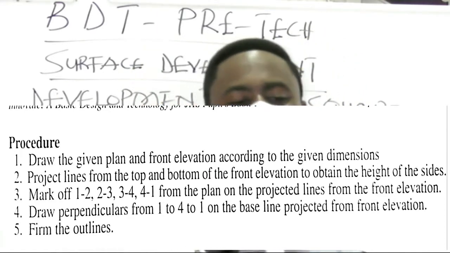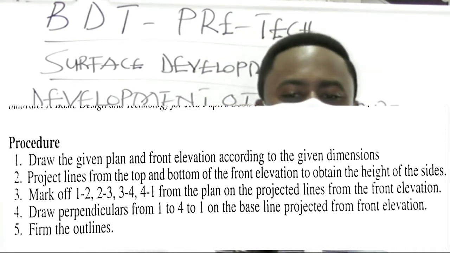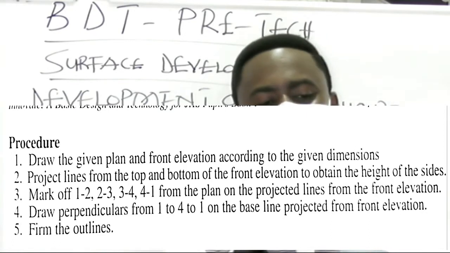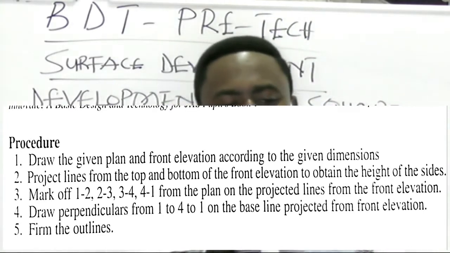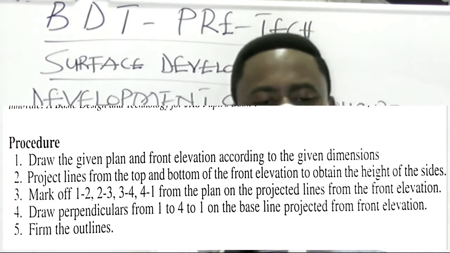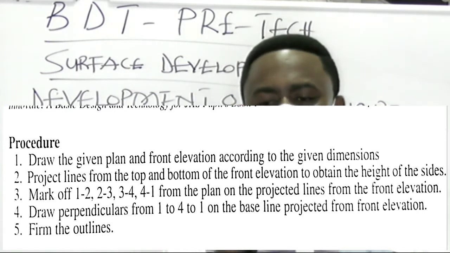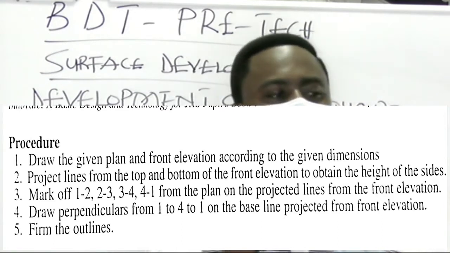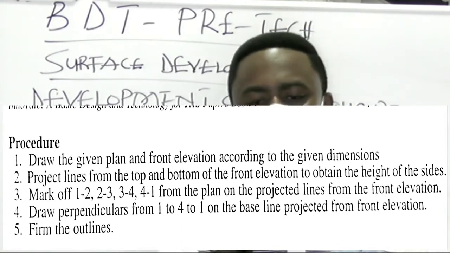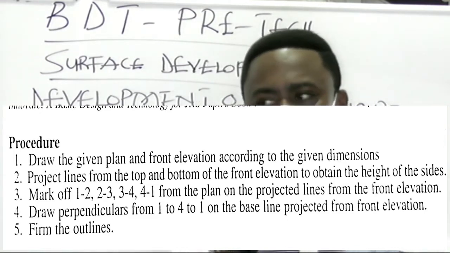One, the first step is that you draw the given plan and front elevation according to the given dimensions. Good. Step 2, you project lines from the top and bottom of the front elevation to obtain the heights of the side.